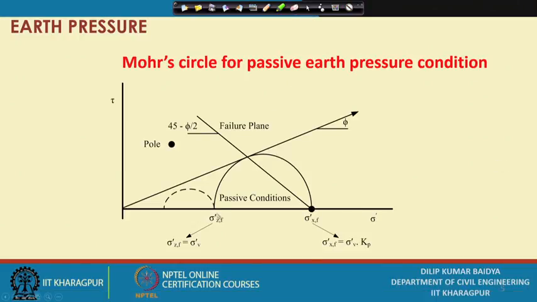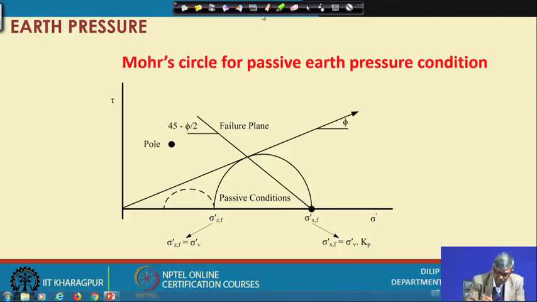you can see initially your sigma v was here, and sigma h was there, K naught condition, and when it was active case, the circle moved in this direction and finally it became tangent like this. Whereas, when it is a passive case, this pressure will be increasing. Now it will become this, like this, finally it is here. So, this is the failure point.